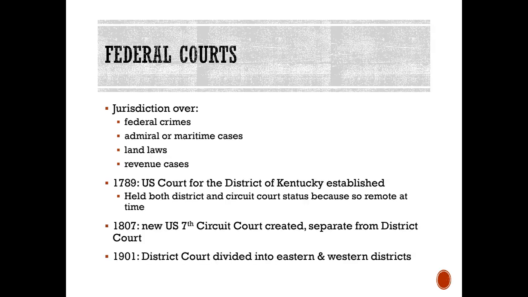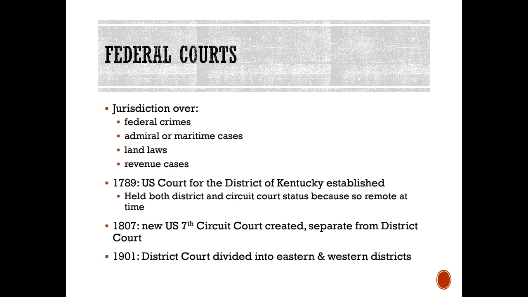All right. So before we end, I do want to mention that Kentucky does have a place in the federal court system. So federal courts in Kentucky were first established in 1789. I have included a few timeline notes here for these courts, but their jurisdiction is over federal crimes. So admiralty or maritime cases, land laws, revenue cases.